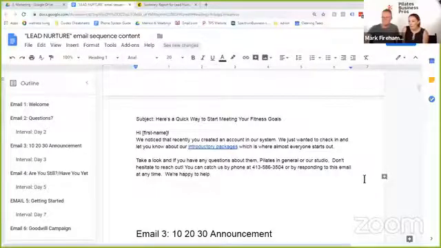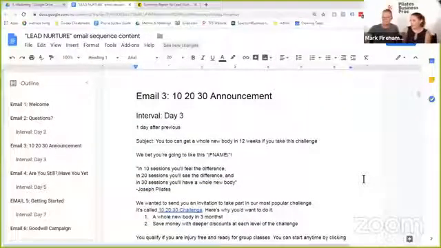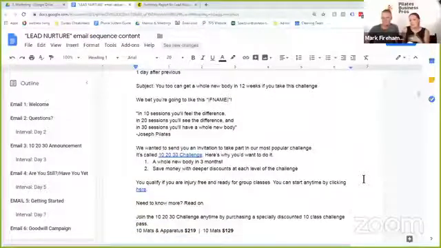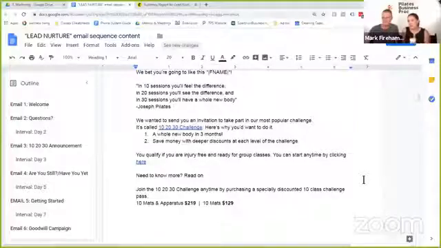And then it's followed up by this challenge that we run called the 10-20-30, which is a Pilates quote. Yes. In 10 sessions, you'll feel the difference. In 20 sessions, you'll see the difference. In 30 sessions, you'll have a whole new body. And this is actually available in our shop if any studios are interested in all the assets. Everything you need to do your own 10-20-30 challenge, including the marketing stuff, all done for you. So you should check it out. That's a challenge that we do on a rolling basis. So that's email number 3, I believe, just offering that up.